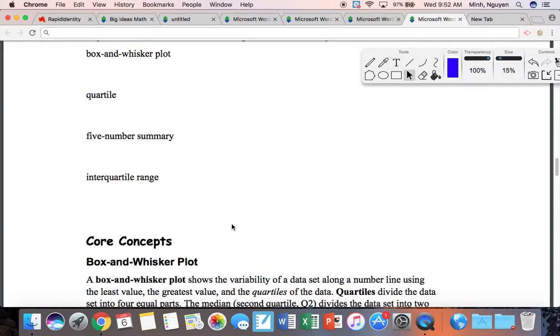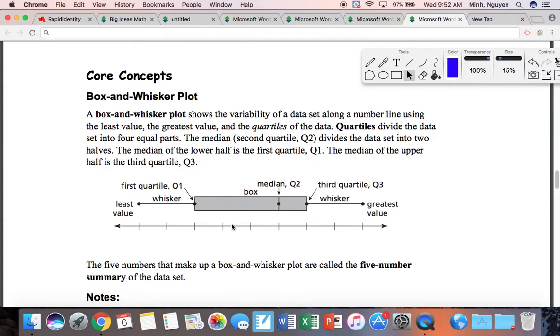So moving on, a box and whisker plot shows the variability of a data set along a number line. Variability meaning like how far apart are things.